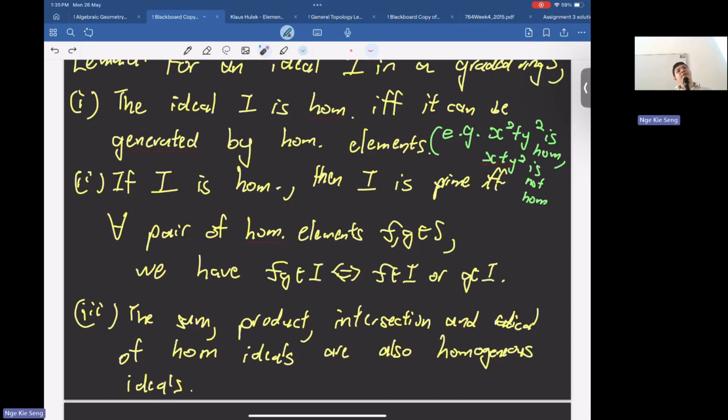Okay, I think that's a very clever way. Because your ideal is already homogeneous, right? Then you can split it into its homogeneous parts, and then you just play a sum game. Just use the summands to become your generators. And then these are homogeneous elements. Yeah, very good.